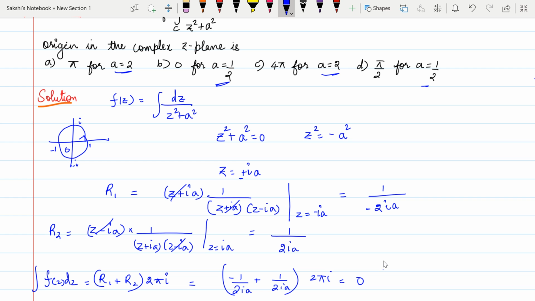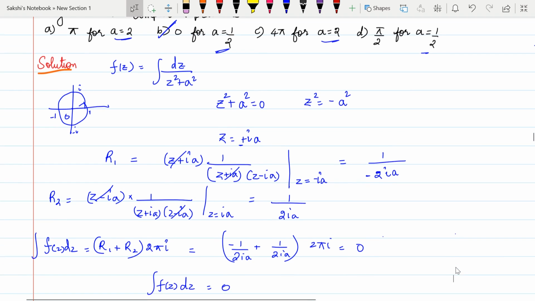So when you solve that, when you put a is equal to half here, you are going to get minus 1 by i plus 1 by i. Therefore again your answer will be 0. So hence your integral value will be 0 for a is equal to half. So this should be your answer. You always have to check if it lies inside the contour or not.